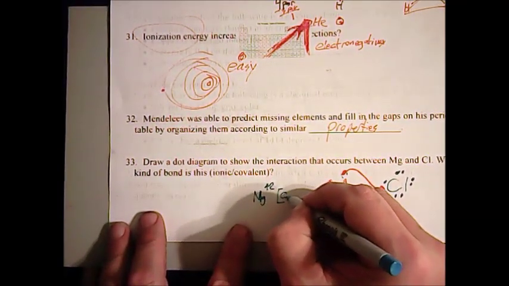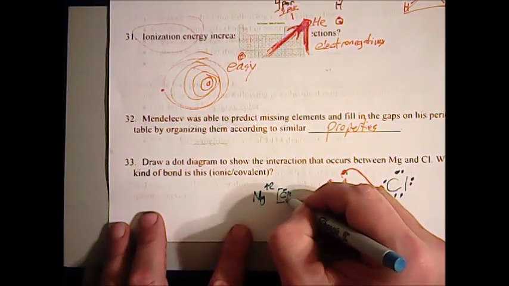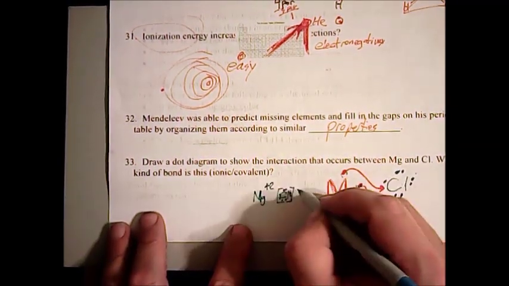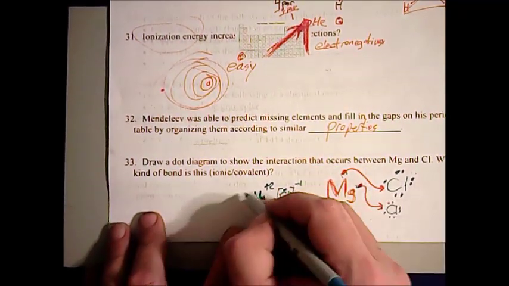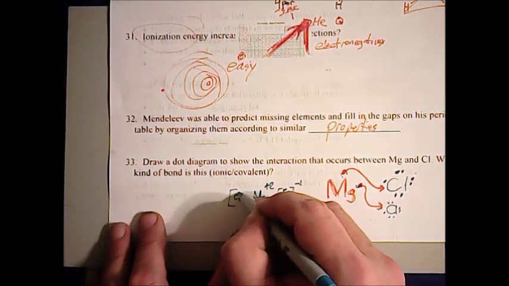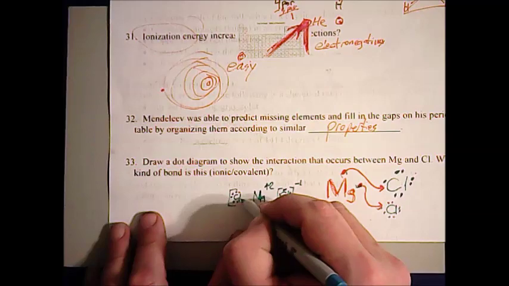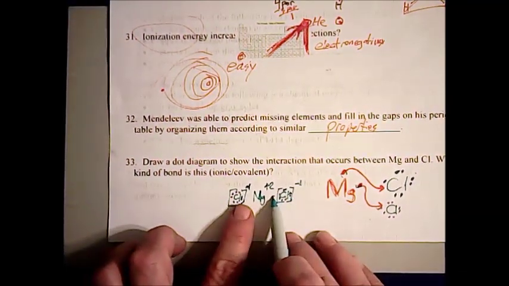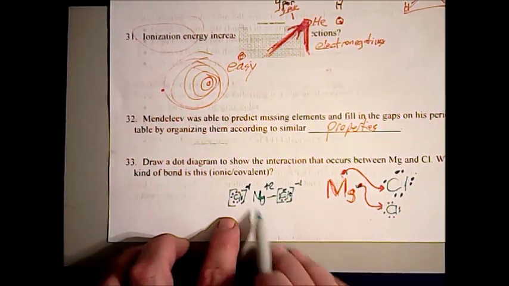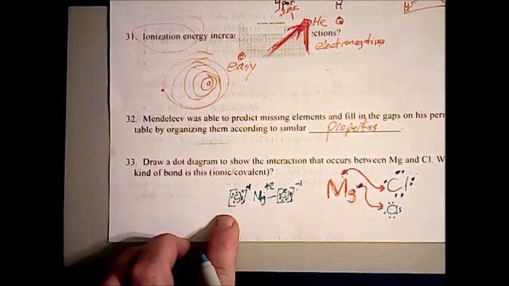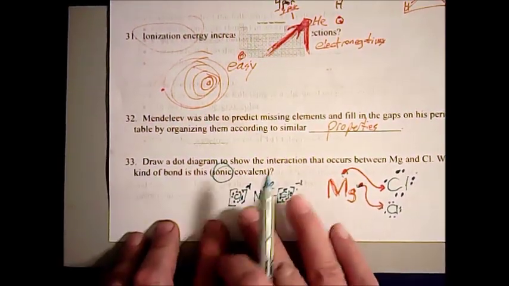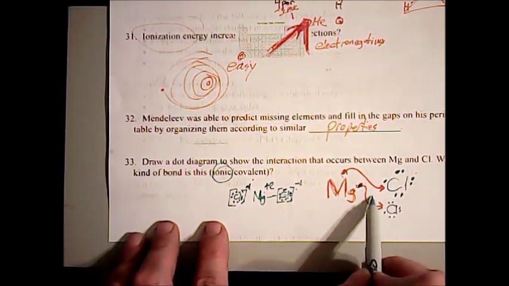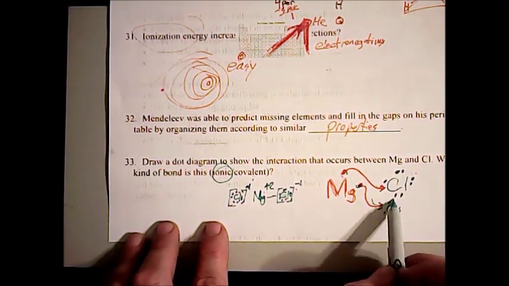And what about the chlorines? Each of them now has 8 electrons, and this chlorine right here gained 1 electron, so it has a negative 1 charge. Then we also have another chlorine, and we often draw these on opposite sides. It has a negative 1 to show that these two are attracted to the magnesium in the middle. So we have negative, negative, and a plus 2 in the middle. This is an ionic bond because we gained and lost electrons. Remember, covalent bonds share. Ionic bonds gain and lose. Magnesium lost an electron to each of these two chlorines.